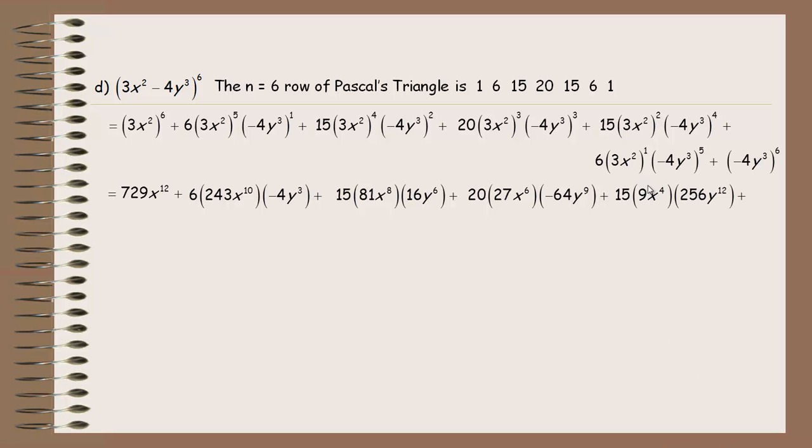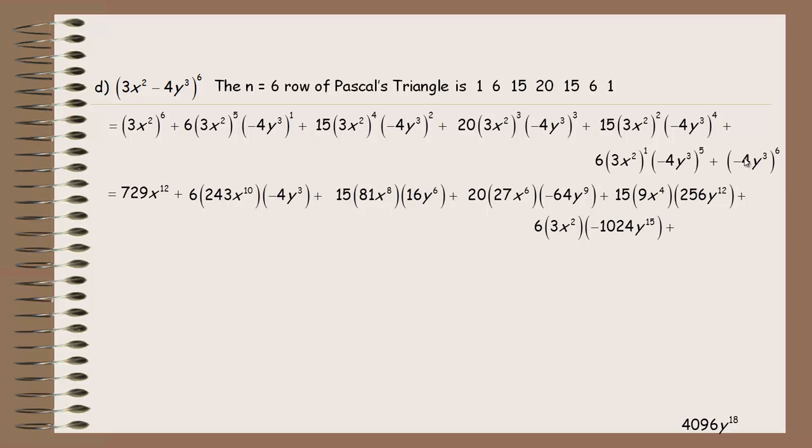15, and then 3 squared is 9. Squared, 2 times 2 is 4. Negative 4 to the 4th is 256. And y cubed to the 4th, multiply exponents, 3 times 4 is 12. This one next, we have 6 here, 3x squared, so nothing to evaluate there. Negative 4 to the 5th is negative 1024. And y cubed to the 5th, 3 times 5 is 15.